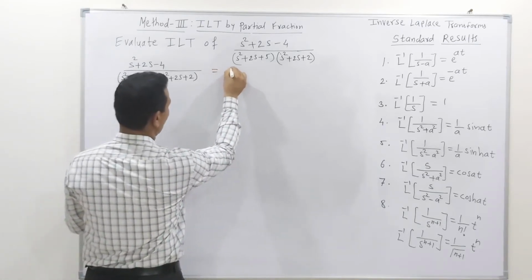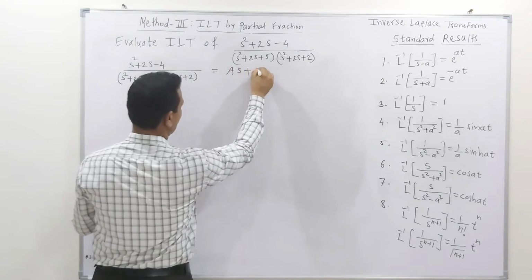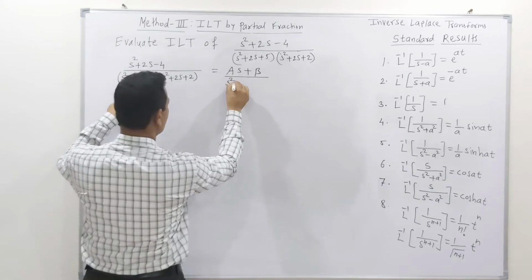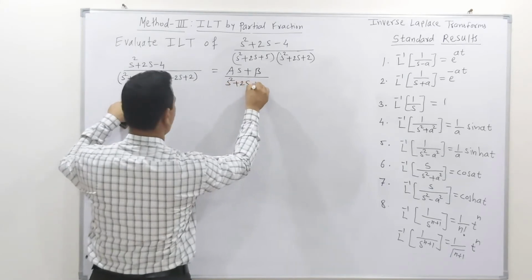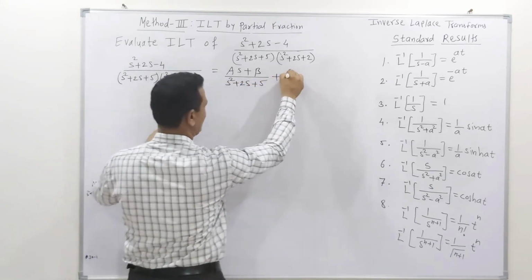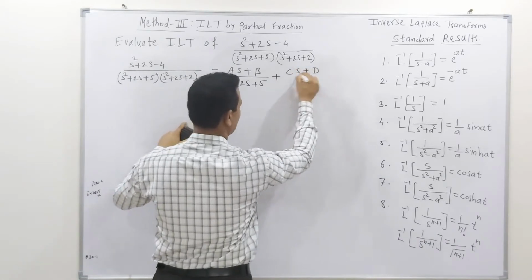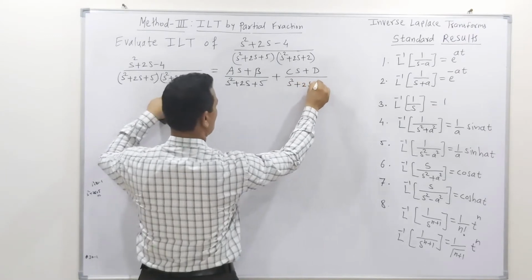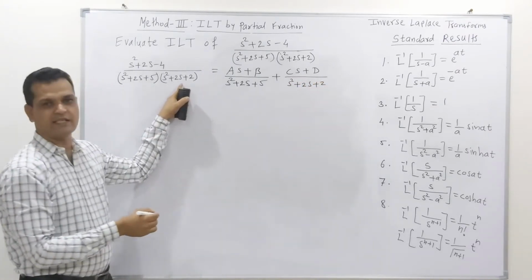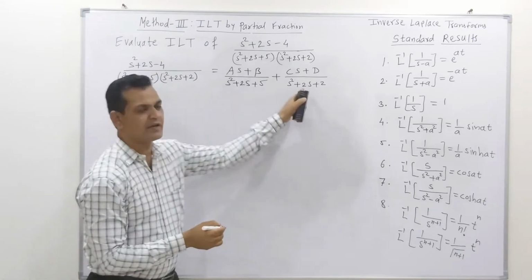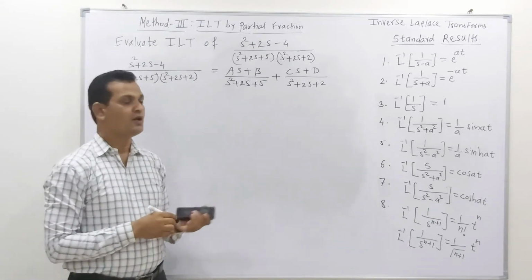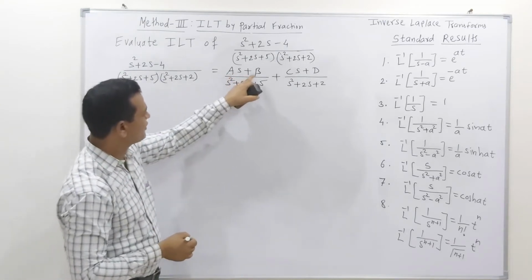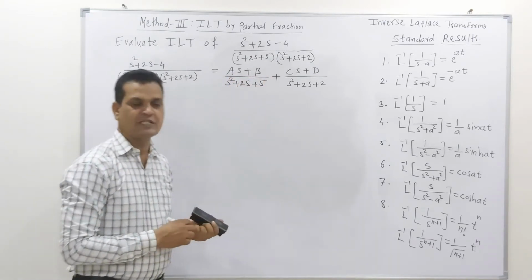So we can write its partial fraction as (as plus b) divided by the first term, which is s square plus 2s plus 5, plus the second factor (cs plus d) divided by the second term, which is s square plus 2s plus 2. These are the quadratic factors, that's why we write the partial fraction rule for the quadratic non-repeated factor. Now our aim is to find the values of a, b, c and d, which are constants.